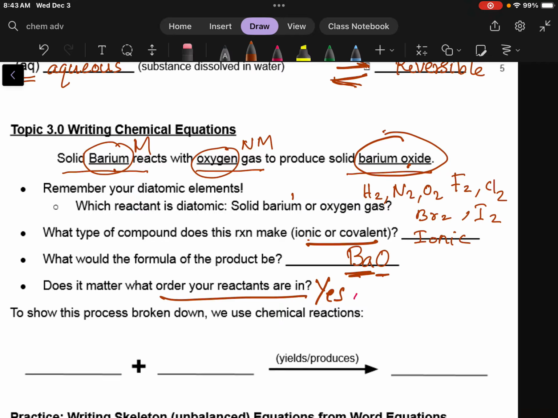Okay, let's start. Solid barium. You will write the symbol of barium. And it says solid, so we will write an S as a subscript because it is solid. And oxygen gas, we know that oxygen is diatomic, so you will write O2. And it says gas, so write G as a subscript. Then what is the product here? Barium oxide, and it also said it is a solid, so we can write solid there.